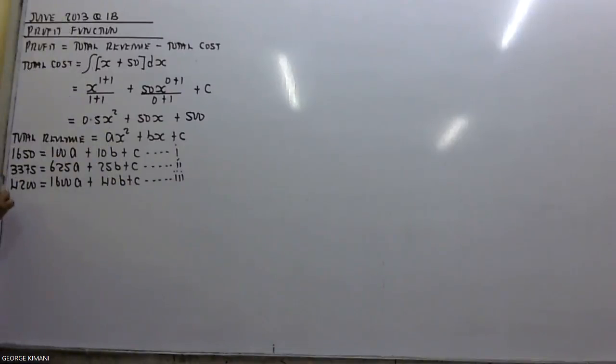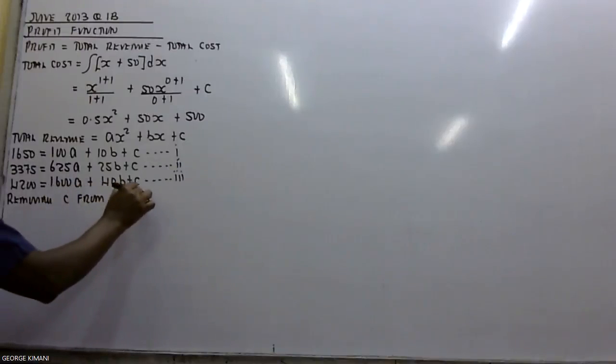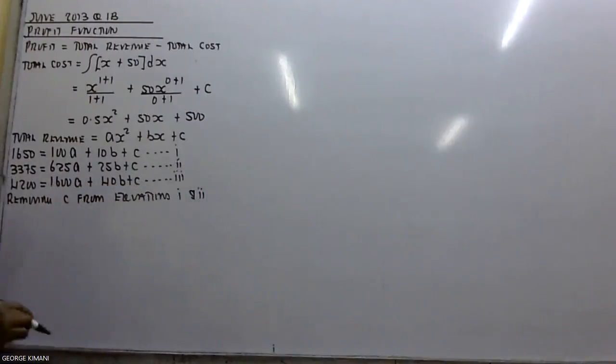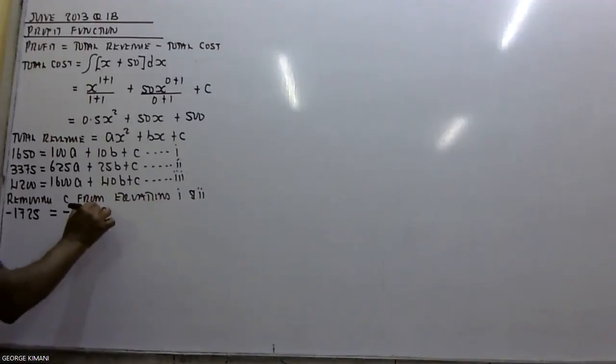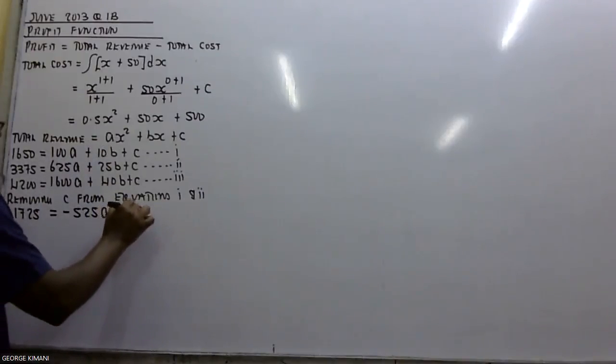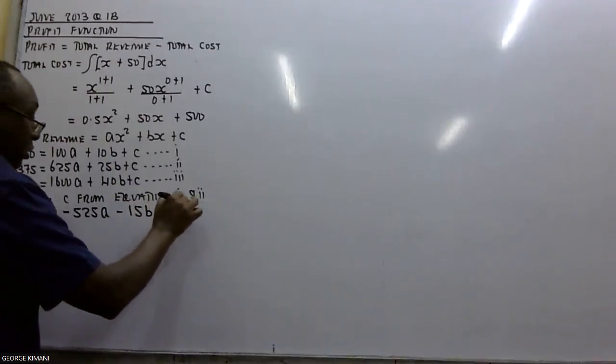Then from there we say, removing C from equations one and two. Now this one is a go straight because it's not the first time we are seeing this. 1650 minus 375 is 1275... negative 1725 equals 100 minus 625, negative 525A, 10 minus 25, minus 15B. Now this one, call it equation number four.